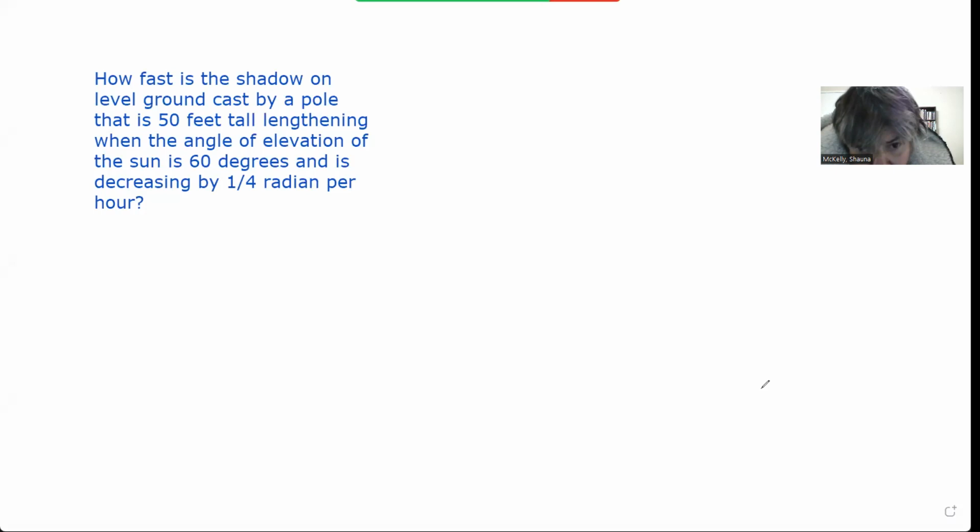So if you'll recall, when we do related rates, the first thing that I try to do is either draw a picture or come up with some variable definitions. I'm going to draw a picture of a little bit of what's going on here. So we have some level ground. I'm going to get my line drawing tool here. We have level ground. I'm going to represent that by this red line right here.